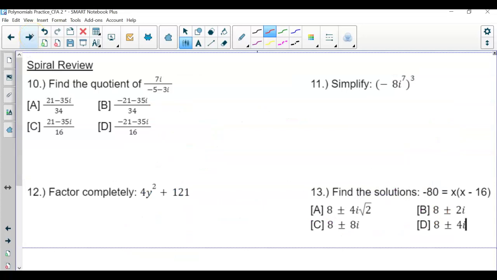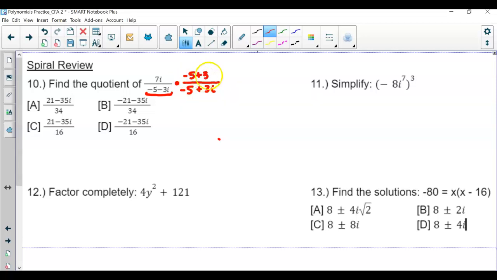Then this is the spiral review section here. With the first one, we're just finding the quotient, or dividing. Remember here, when you're dividing with your complex number, we need to first know what is the conjugate, and it's in standard form. So we're going to multiply by the conjugate, which is -5 plus 3i. Remember, right? Only change the sign of the imaginary.